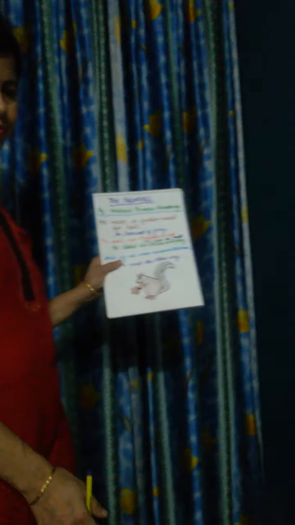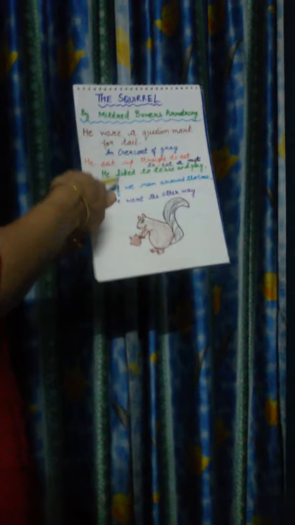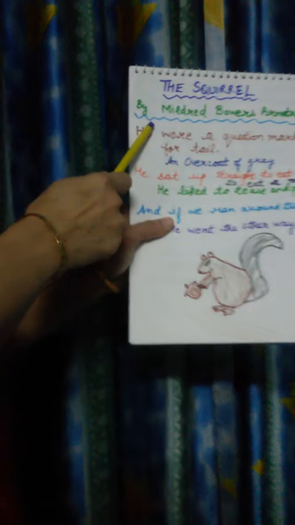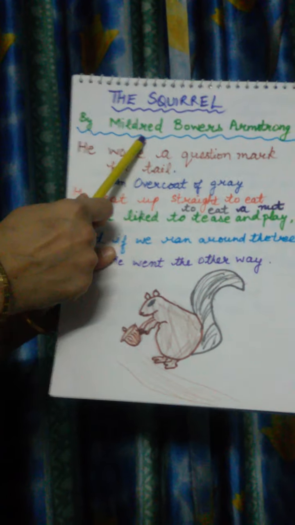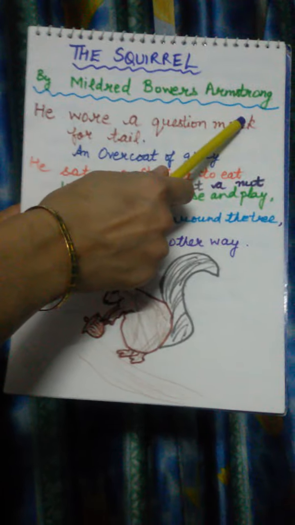Let's study the poem and first of all recite it. Have you ever seen the squirrel? Have you seen the squirrel eating? Let's study a poem which is written by Mildred Boyce Armstrong on the squirrel. The Squirrel. The poet who has written the poem is Mildred Boyce Armstrong.